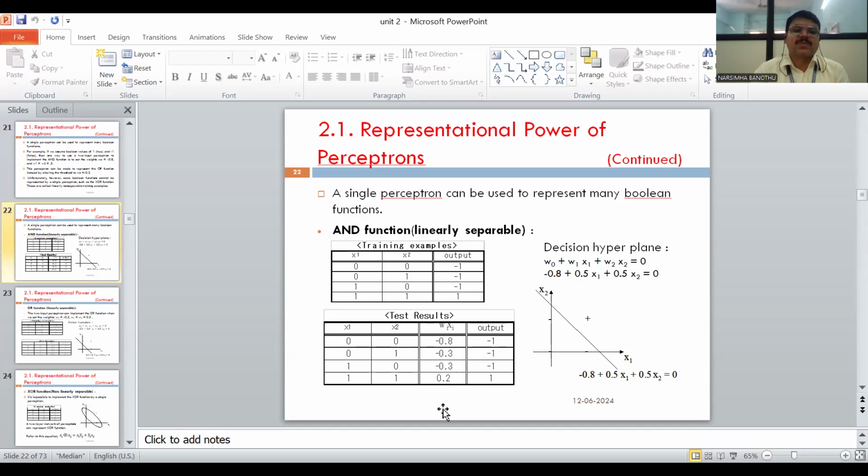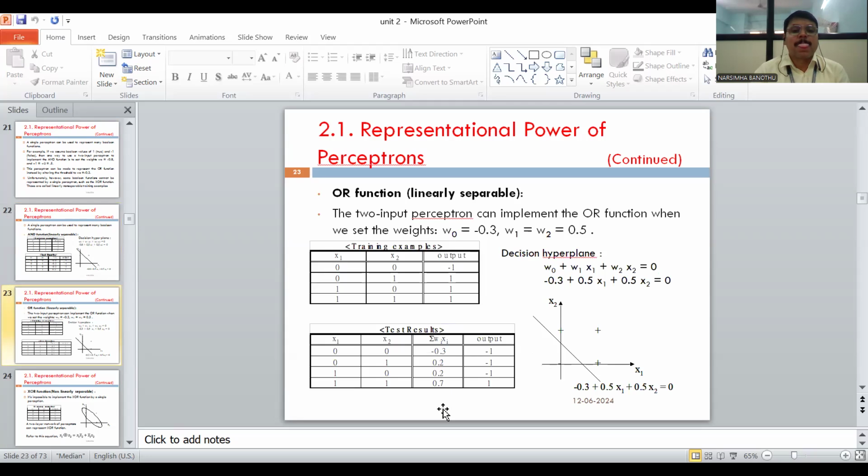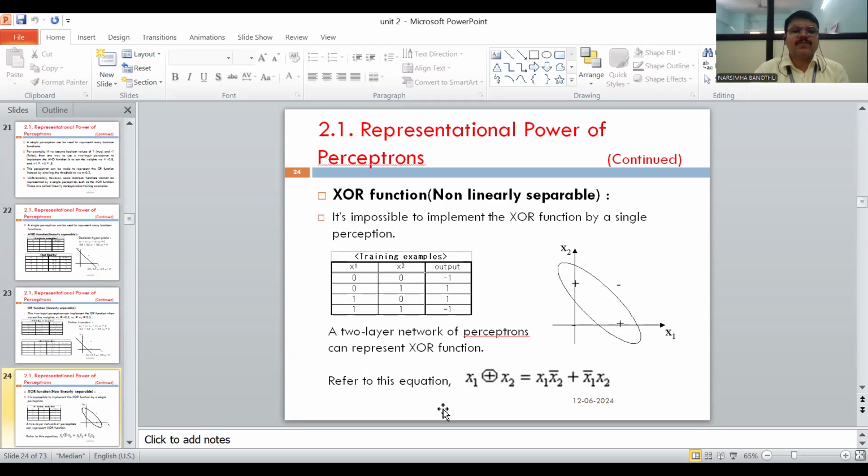Representation power of perceptron. A single perceptron can be used to represent many Boolean functions. AND and OR functions we can observe here are linearly separable, right? XOR function is non-linearly separable.